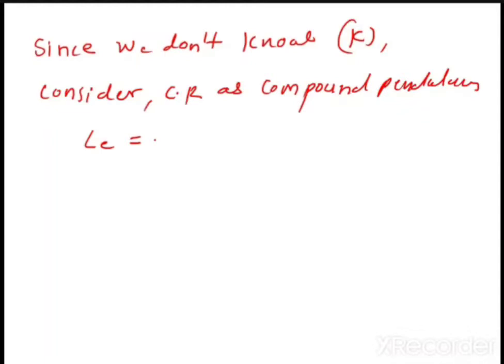K square plus h square upon h. Okay, LE is equal to K square plus h square upon h. Okay, so LE is equal to K square plus h square upon h. So is it correct? Is it correct or not?